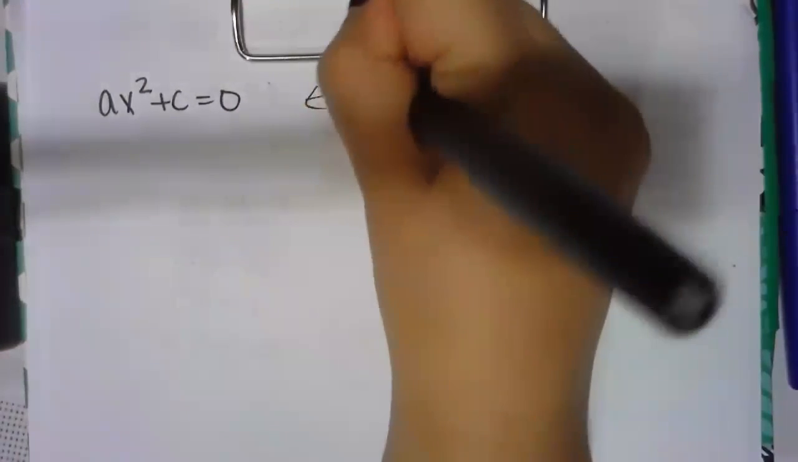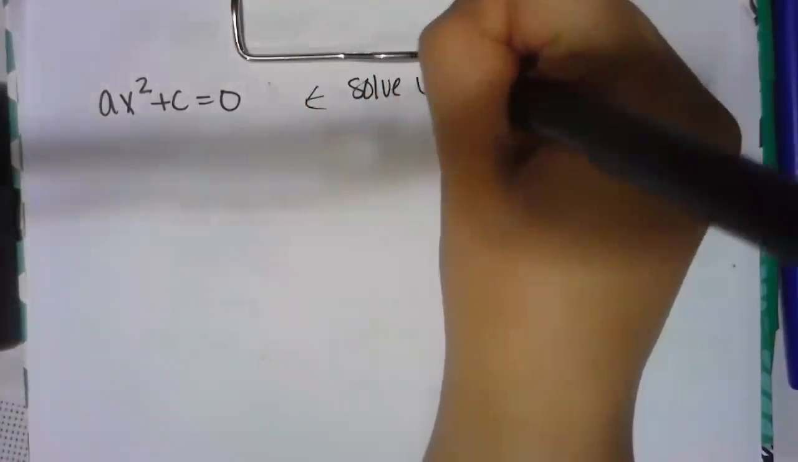All right, so this next section is solving quadratics by square roots. If you have the quadratic in the form of ax squared plus c equals 0, you can actually solve this using square roots.